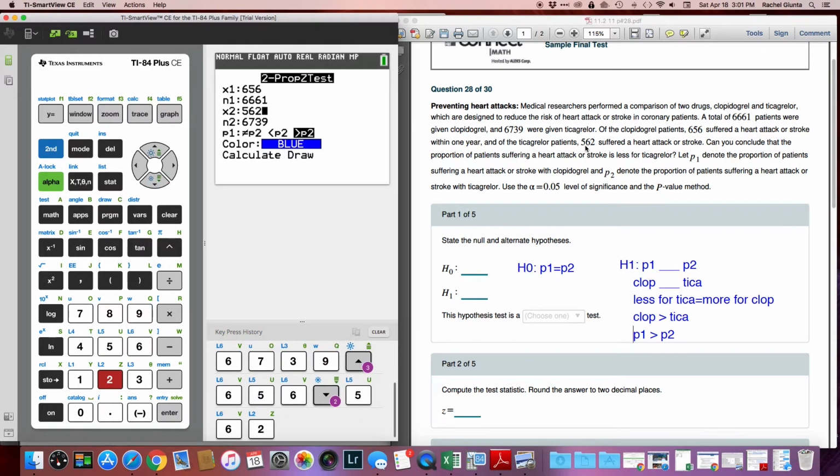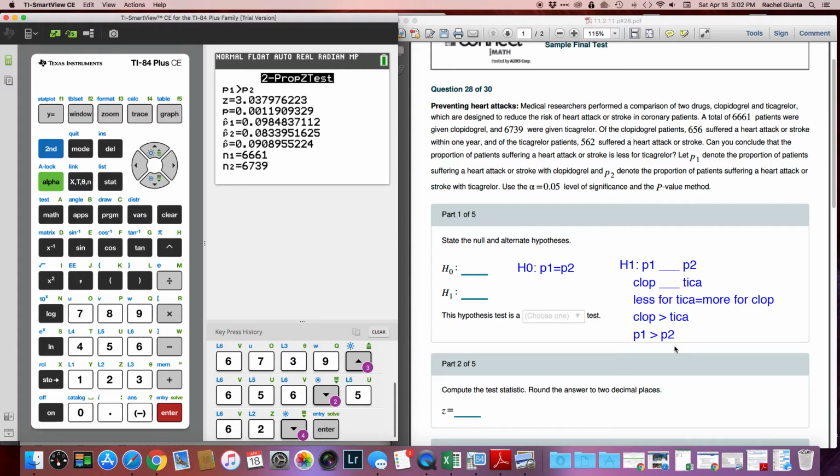If you have any trouble at all pulling these numbers out of the paragraphs, or even if you think you're usually comfortable with it, I highly recommend going through the paragraph before you start entering them in over here, and make sure you've got all the numbers sorted out as to where they're supposed to go. And then, because we ended up with a greater than sign for our H1, that's what we need here. And calculate.